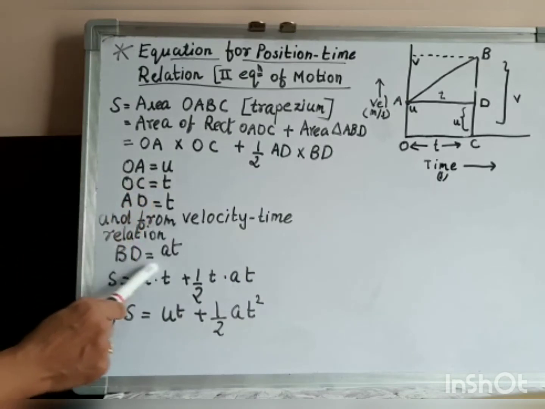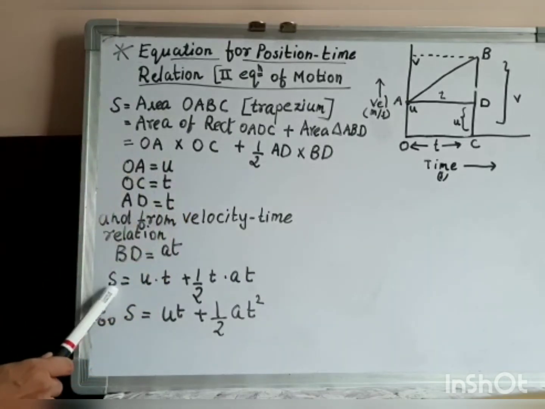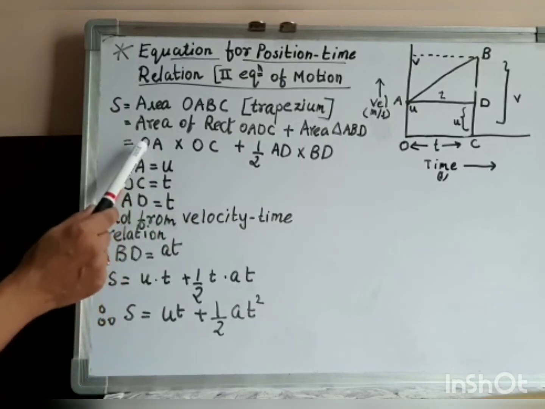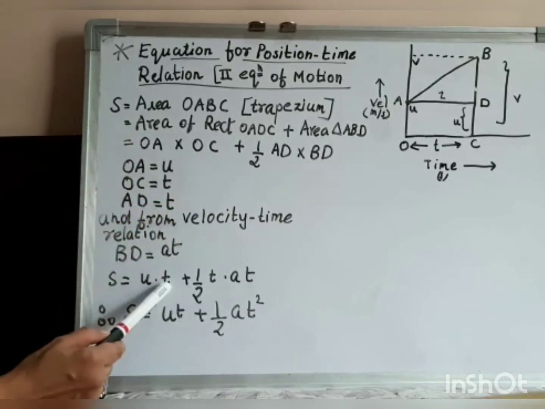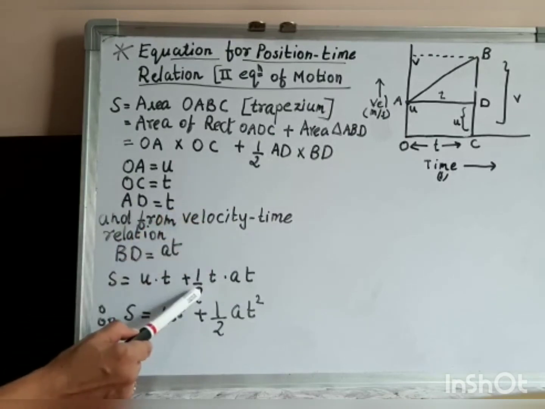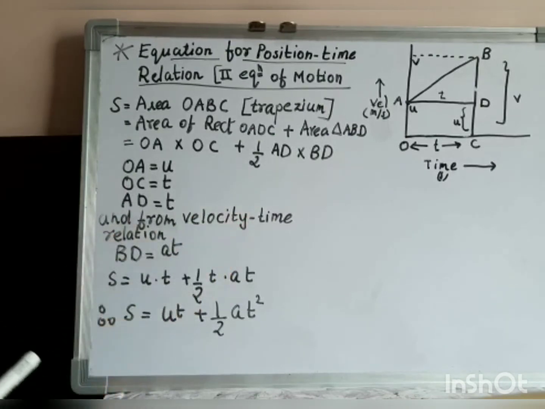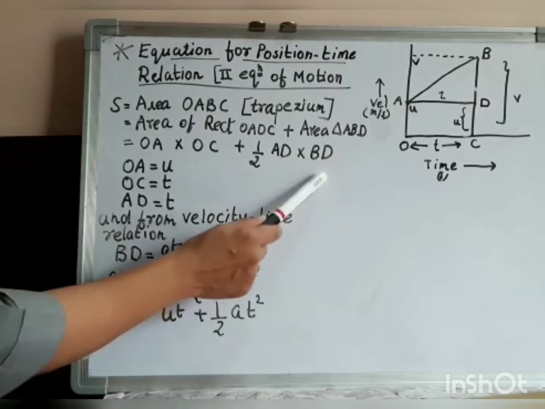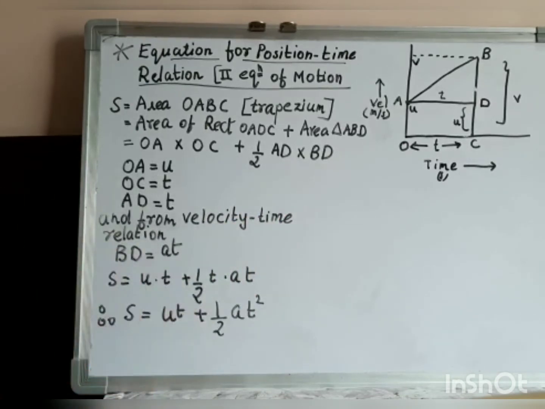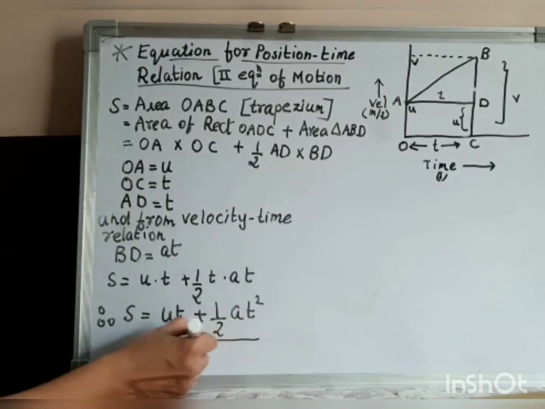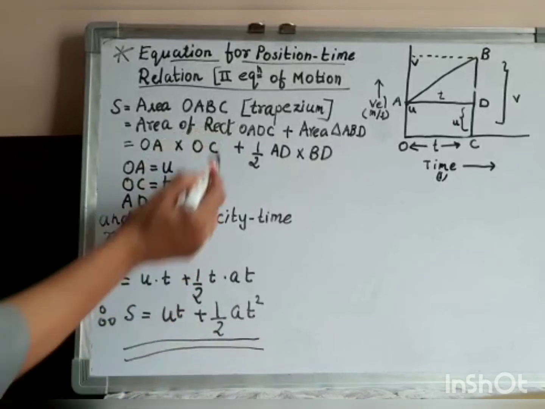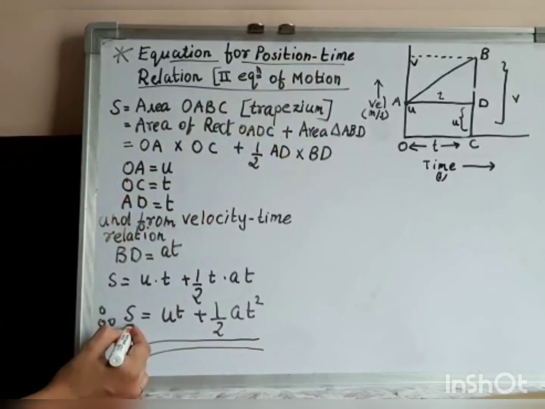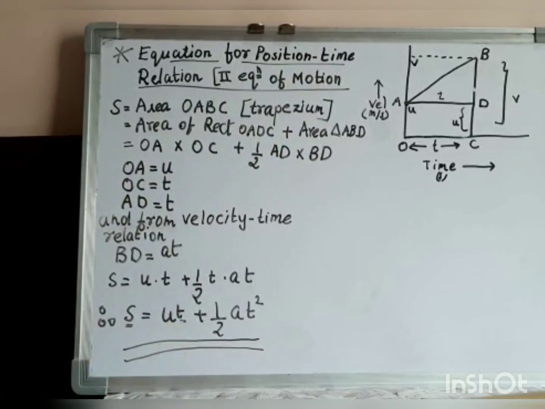So all these values we will substitute in this equation and we get S is equal to UT. Okay, in place of OA you will put U, in place of OC you will put T. So UT plus half AD is equal to T and this BD is equal to AT. So in place of BD you will write AT. So you will simplify it, so it will become S is equal to UT plus half AT square, and this is our second equation of motion, that is relation between position and time. Position means this distance and time means t. So this is the second equation of motion, that is position time relation.